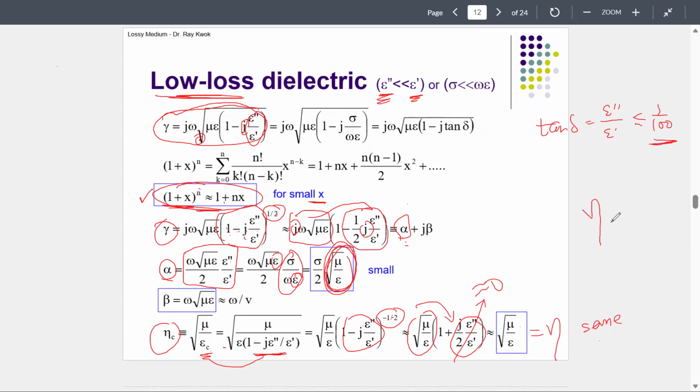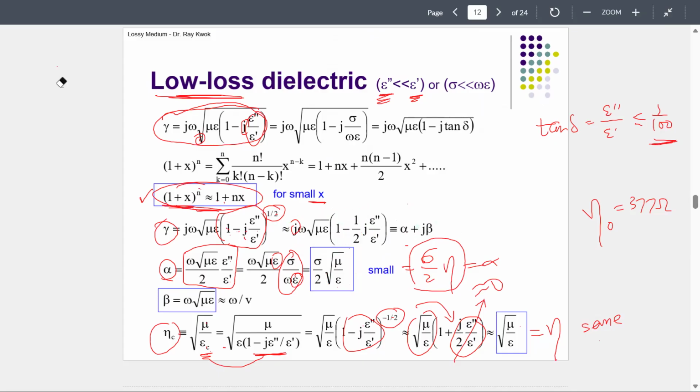What is eta naught? Anyone? 377 ohms, right? Remember this. That is the wave impedance in free space, in air. So I can also write this as sigma over 2 times eta. That's my alpha. Okay. What is beta?